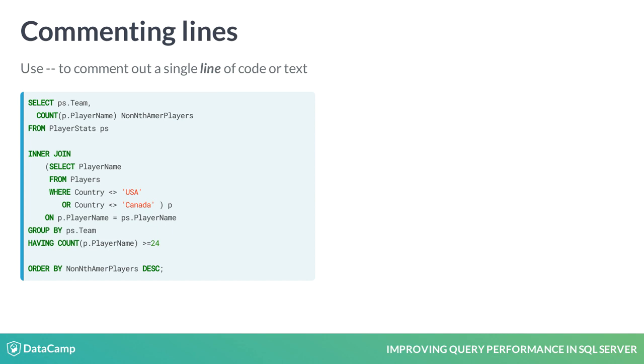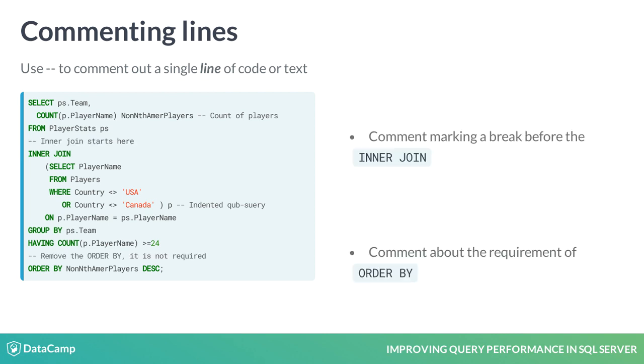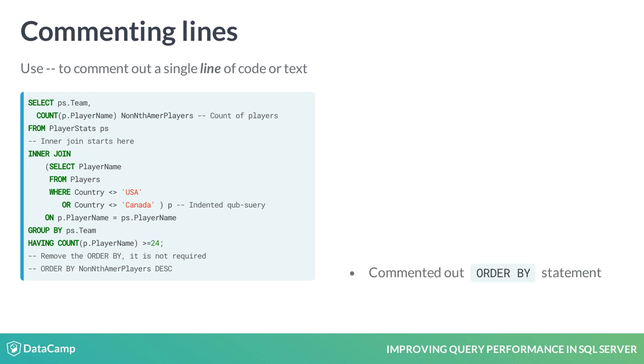To comment on a single line instead of an entire block, place 2 dashes in front of the code or text. Common uses for commenting single lines include conveying information about a particular line of code, marking a section break or comment in a query, and commenting out a line of code that will not be executed at runtime but may be reused later on, for example, when debugging a query.